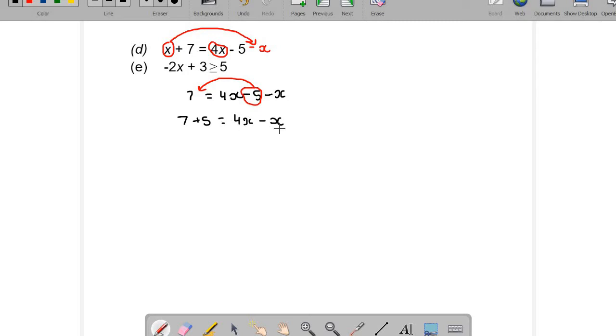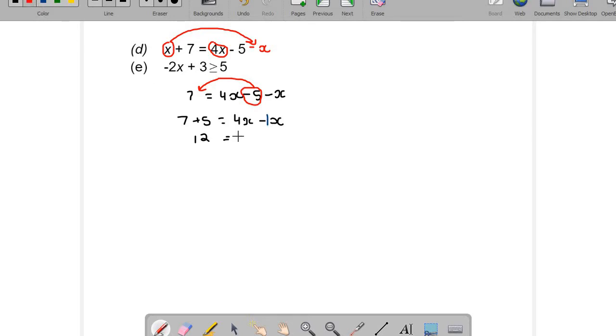Alright, now that we have our like terms on one side of the equation for themselves, we're going to go ahead and solve. So that's 12. Now, how do we combine like terms? We combine our like terms by either adding or subtracting their coefficients. But you notice that there's no coefficient in front of this x here. Whenever there's no coefficient in front of a variable, you can write a coefficient of 1. So we're going to write 1 for this x here.